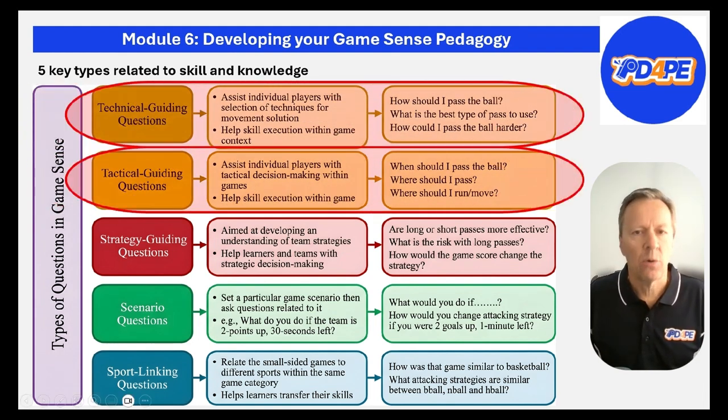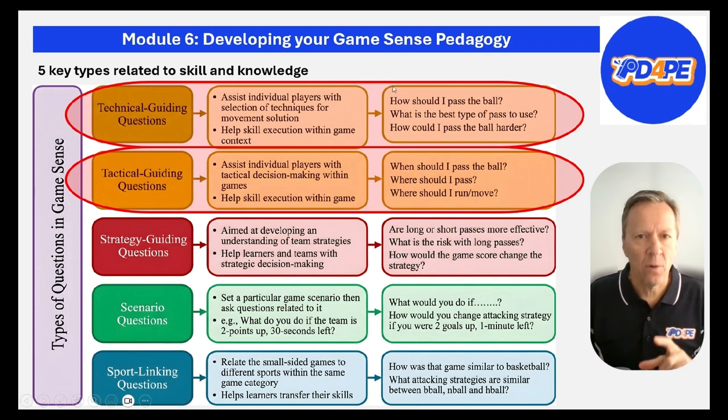Now we're going to delve into all of these 5 in more depth later in module 10, but our predominant questions we're going to be focused on before module 10 are technical guiding and tactical guiding. So the technical questions are more about how would I go about performing a skill? So how should I pass the ball? What's the best type of pass to use in that scenario? And how could I pass the ball harder? Tactical guiding we ask a lot of these. So things like when should I pass the ball? Where should I pass? Where should I run, move?